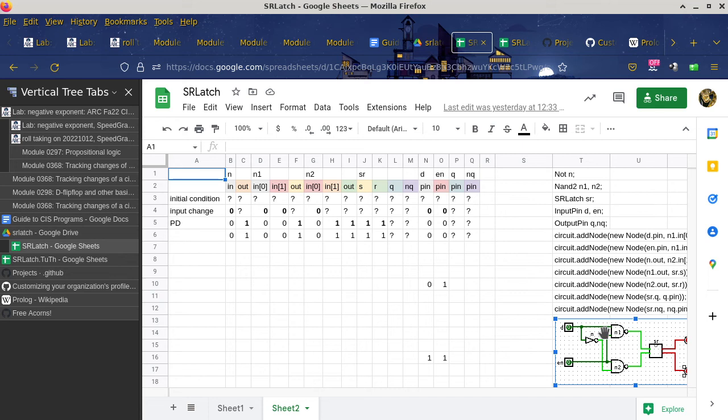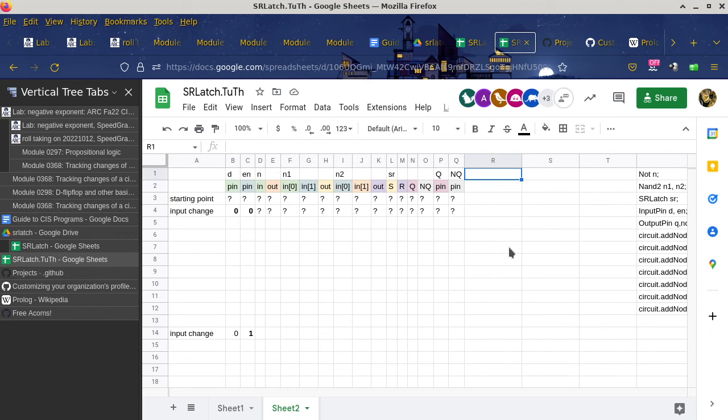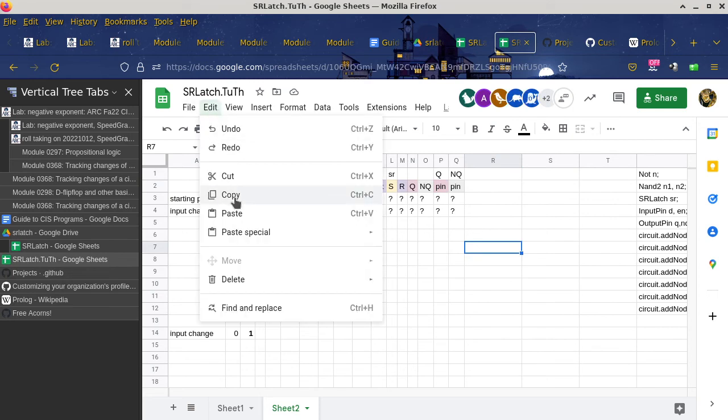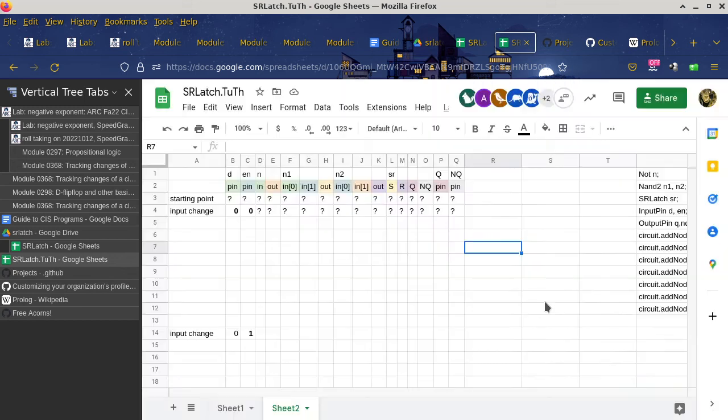Okay, copy and paste. Nope, doesn't want it. Does not want to do that at all. Paste. Nope. All right, so I can't really paste it from the other spreadsheet.